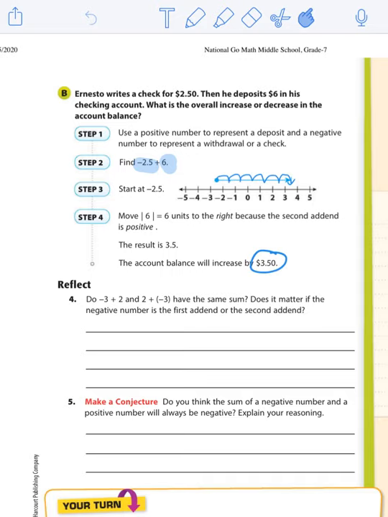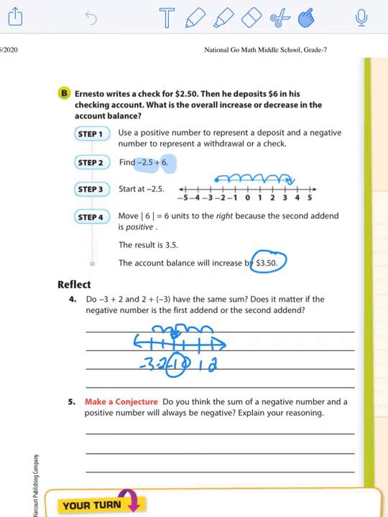-3 plus 2, if I'm on a number line, and say this is 0, so -1, -2, -3, this is 1. If I start at -3 and I add 2, I'm going to end at -1. If I start at 2 and I add -3, 1, 2, 3, I'm also going to end at -1.